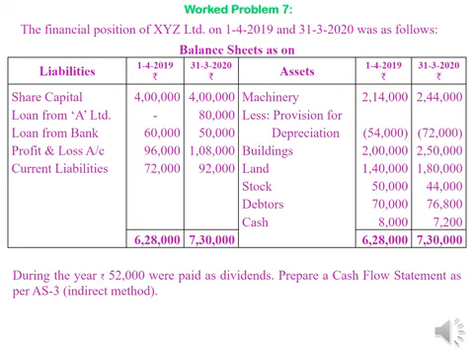Additional information says during the year rupees 52,000 were paid as dividends. Only one adjustment is given in this problem as it is the first problem, so we are considering only one adjustment. From this information we are asked to prepare cash flow statement as per accounting standard 3, indirect method. Before going to prepare the cash flow statement, let us analyze the problem.